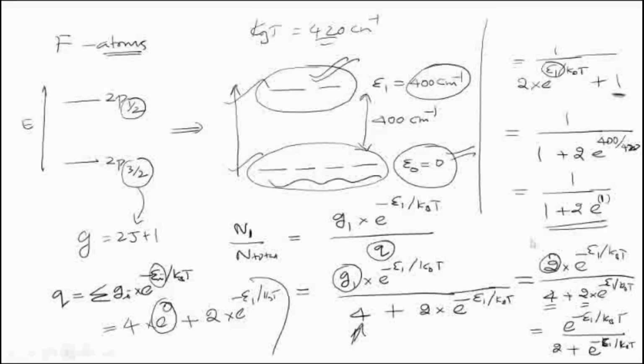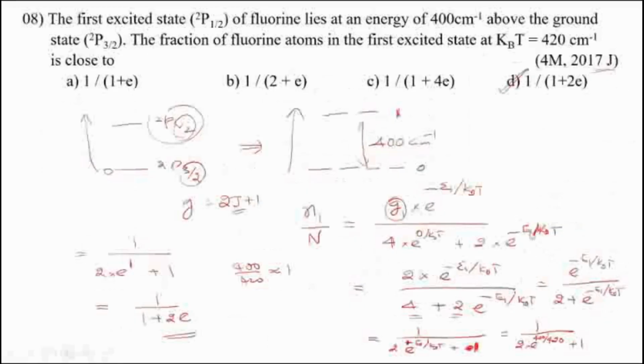So what is the fraction of molecules present in the excited state? 1 by 1 plus 2e. Okay. So the correct option is this, option D. 1 by 1 plus 2e is the answer.